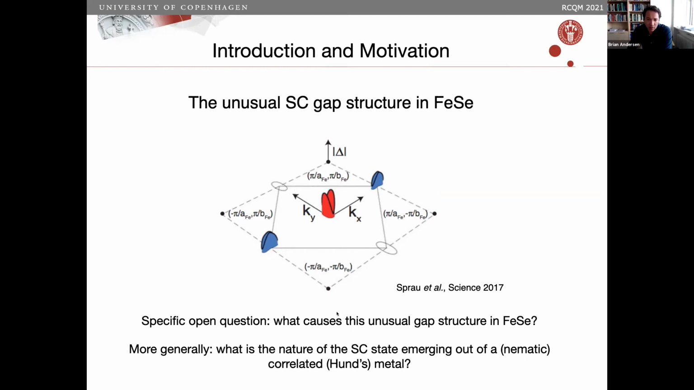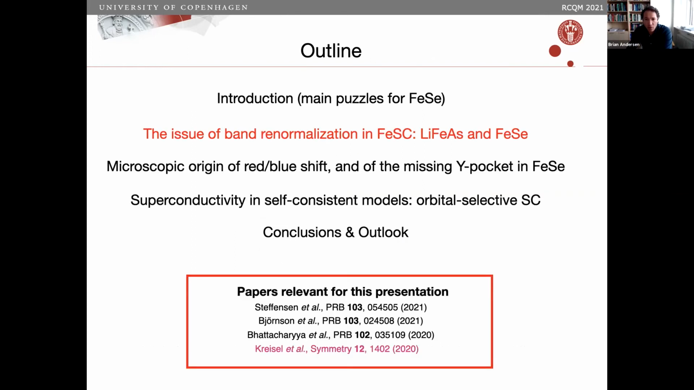But more generally, there's of course the current very fascinating question of what is actually the nature of the superconducting state that emerges out of such a correlated metal. Could be a Hund's metal, being a nematic Hund's metal. I think that's an unsolved question. Okay, so let me go to the second little part of this presentation.